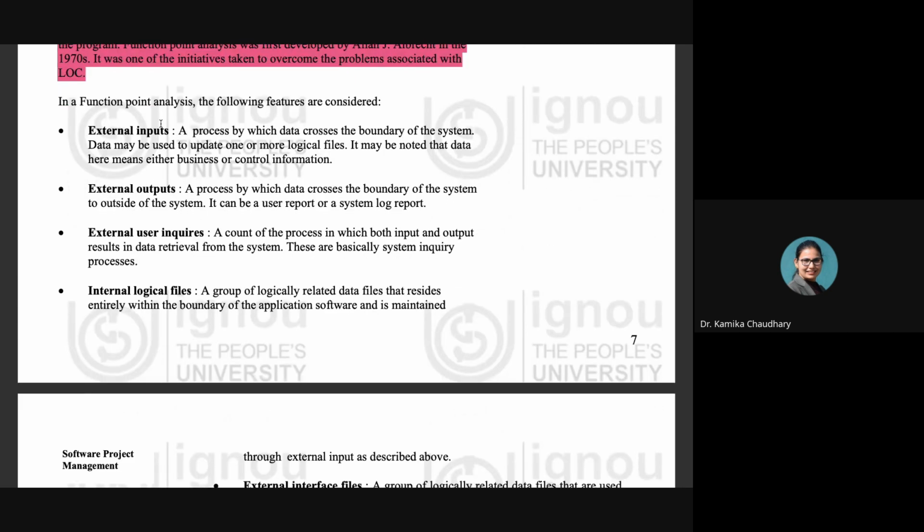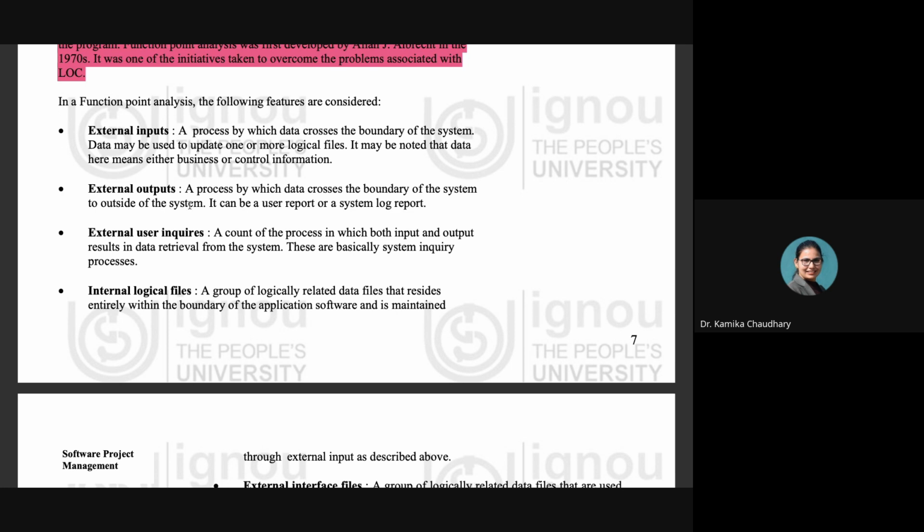So the external input is a process by which data crosses the boundary of the system, right? Data may be used to update one or more logical files. It may be noted that data here means either business or control information only. External input means the inputs given to any software, or inputs given to the software that is being developed, come under external inputs.